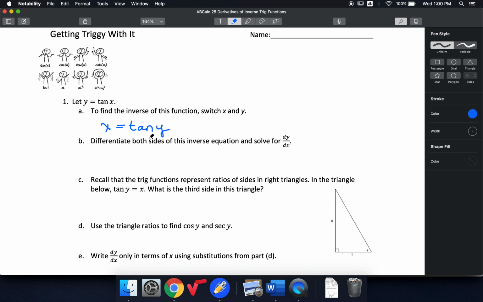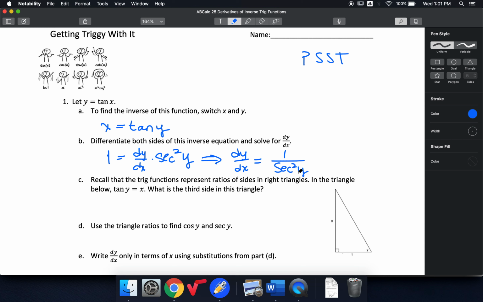But I do know the derivative of tan of y. This goes back to what we've been doing with our implicit differentiation. So derivative of x with respect to x is 1. Derivative of tan y, well, derivative of the inside is dy dx. And I know that derivative of tan is secant squared. So I'll have secant squared y. Isolating the dy dx, this leads me to say that dy dx is 1 over secant squared y.